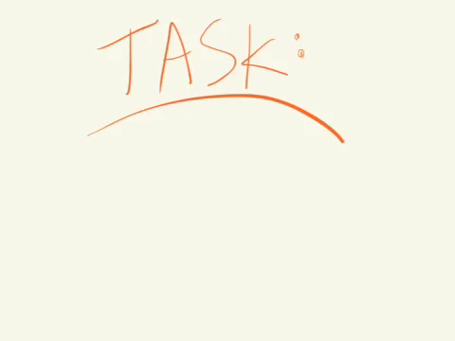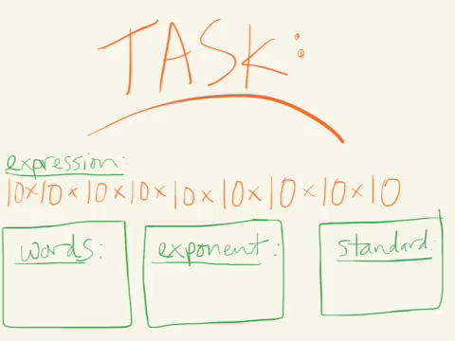Here it is. Okay. Your expression for your task is 10 times 10 times 10 times 10 times 10 times 10 times 10 times 10 times 10. What would that be in words? Use the word power in there. What would it look like with an exponent, that floating number? And what would it be in standard form with all those zeros and commas?